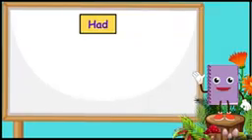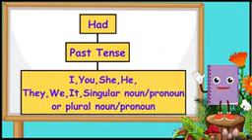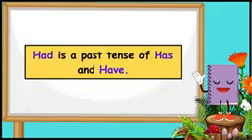Now, let's understand how to use the verb had. We use the verb had when the sentence is in past tense and the pronouns used are I, you, she, he, they, we, it, singular noun or pronoun or plural noun or pronoun. Had is the past tense of has and have. Let's take a look at a few examples of this.